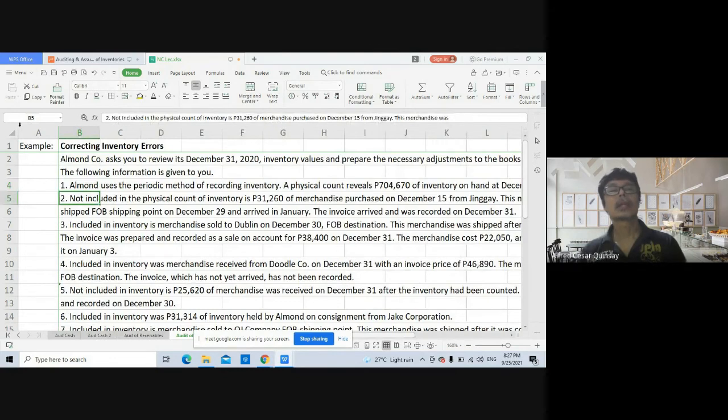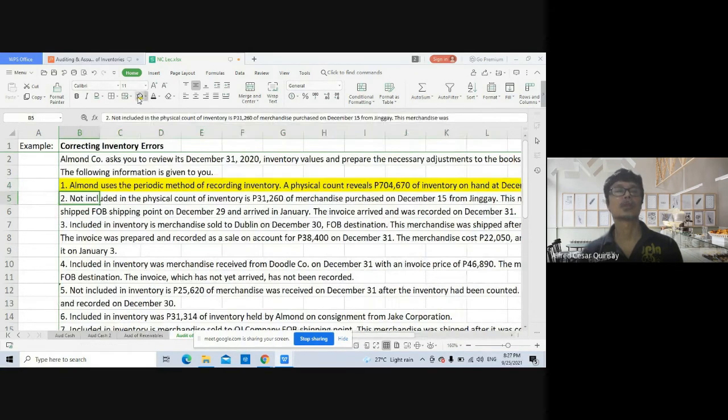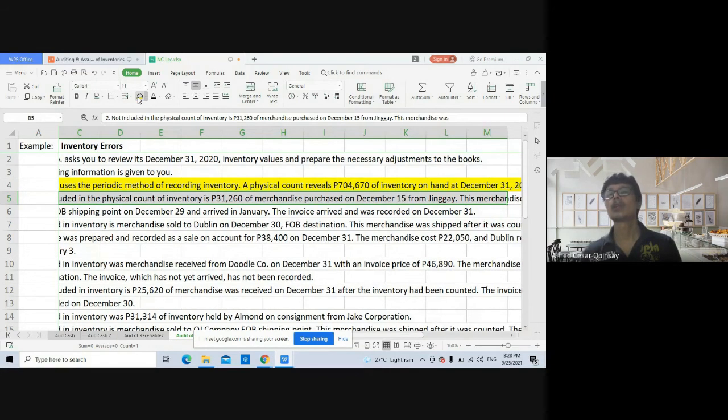Second, not included in the physical count. We will highlight it when we're done. Not included in the physical count of inventory is 31,261. It is also not included in the physical count. That was purchased on December 15 from Jingay. So we bought, which means our inventory increased, but it is not included in the physical count.